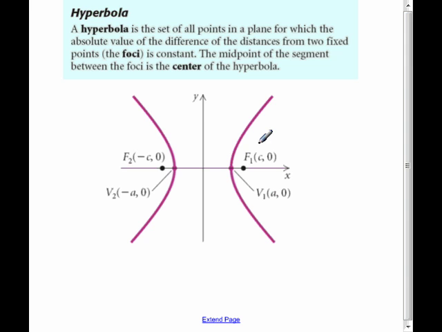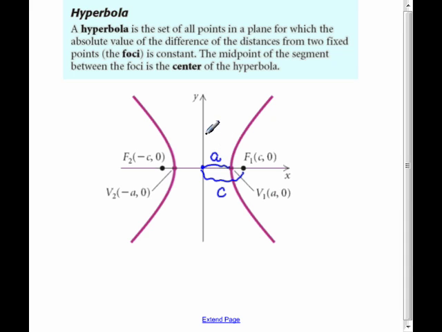Some points that we need to know about this hyperbola are distances from the middle out to one of the vertices and from the middle out to one of the focus points. So from the middle to a focus point we call that c. From the middle to a vertex we call that a.